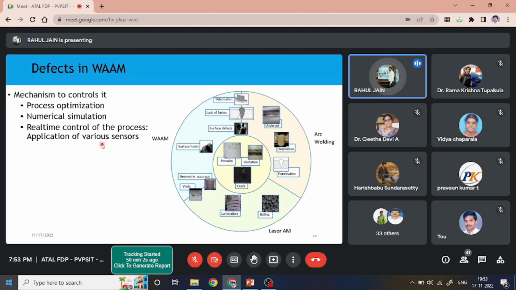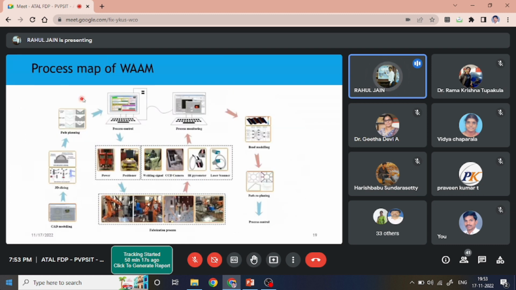This was done before also, but mostly in offline mode. Now, with the application of IoT and cloud computing, this entire thing can be done in a real-time, online mode. So this is what I would like to show over here.